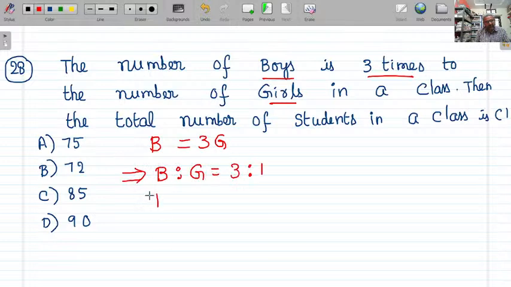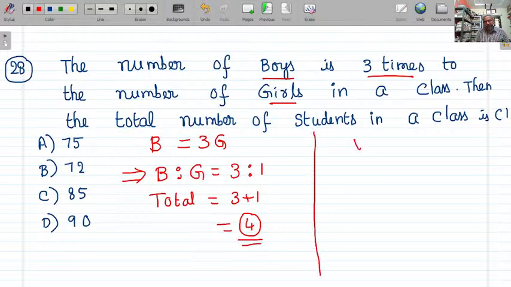Now you find out the total parts. Total parts means 3 plus 1, which is equal to 4 parts. That means the options should be divisible by 4. So now verification: you need to verify the options.